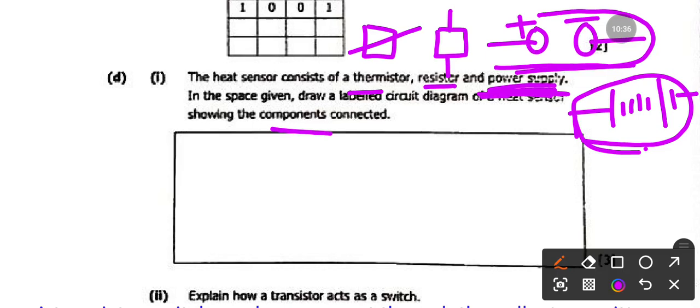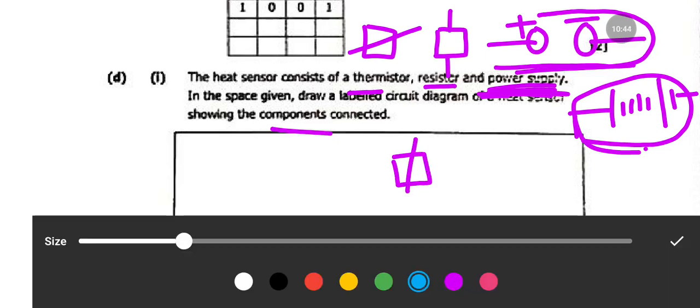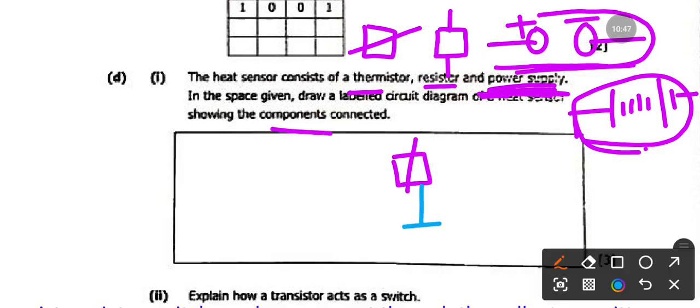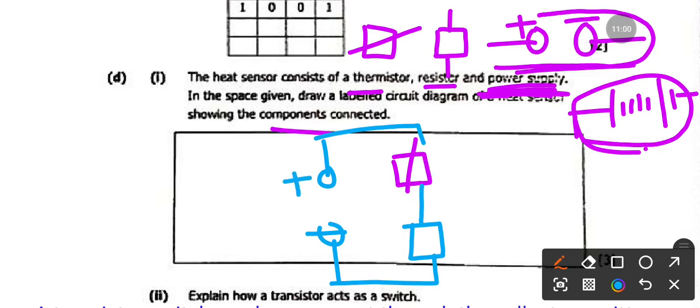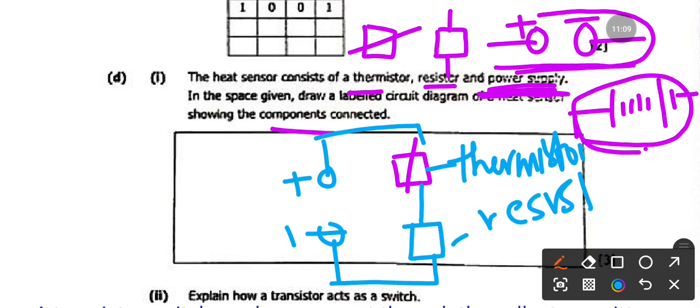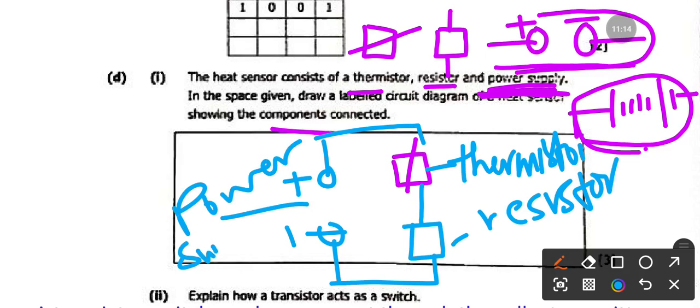Okay, so the components would be connected as shown. So we have that. Okay, and we also have our resistor connected to a power supply. Alright, so this is positive and this is negative. So this is the thermistor, this is the resistor, and this is the power supply.